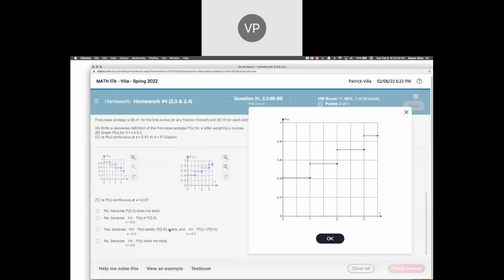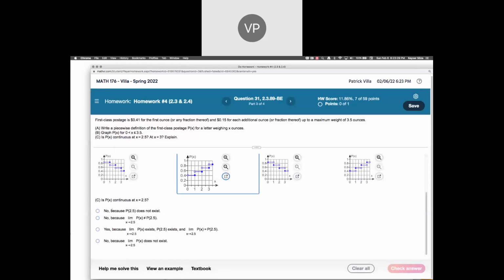So definitely it's not yes, because we know there are huge gaps in our function here. Why? Let's look at the explanation. It's got to be one of these. You have to give a reason.